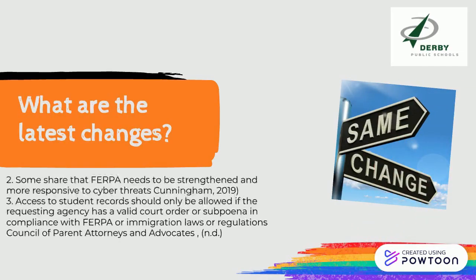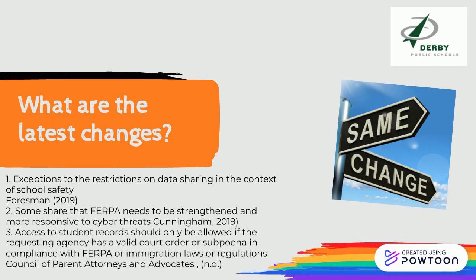There have been significant changes to FERPA since its origination. Some of the exceptions to the restrictions on data sharing in regards to school safety have been updated. Now, personal information can be shared if it is used to keep students safe. If students' records are requested by law enforcement, a valid court order or subpoena in compliance with FERPA immigration law is required. Some do share that FERPA needs to be strengthened and more responsive to cyber threats.